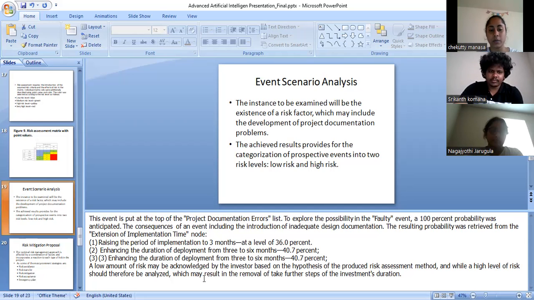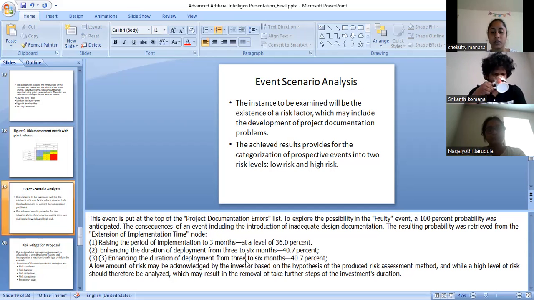So this event is put at the top of the project documentation errors list. To explore the possibilities in the faulty event, 100% probability was anticipated. The consequence of this event included the introduction of inadequate design documentation, resulting in the probability being retrieved from the extension of the implementation node, such as raising the period of implementation to the 3 months level with 36%, enhancing the duration of deployment from 3 to 6 months with 40.7%.